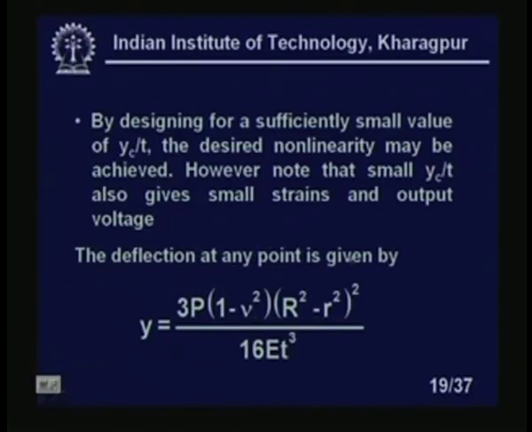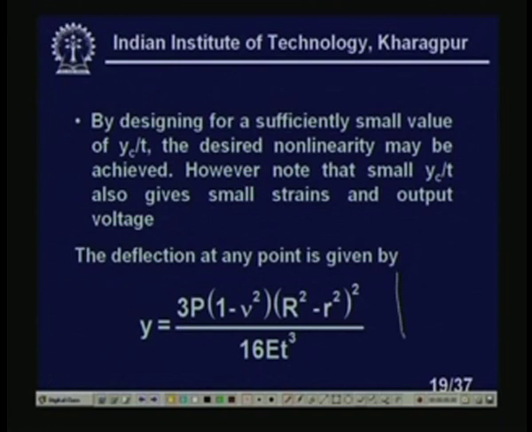Now, deflection at any other point, other than the central point, at a distance r, y is given by this expression: y equals 3p(1 minus nu squared)(R squared minus r squared) squared over 16 E t cubed. Okay. What is that? Let us look at it.